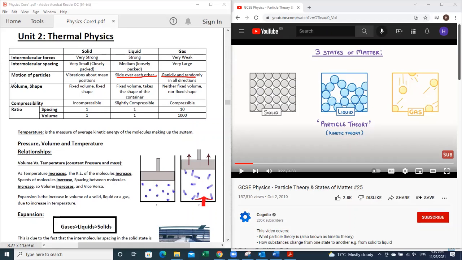Regarding the volume and the shapes, the solid takes a fixed volume and a fixed shape. As you can see, the liquid takes a fixed volume, but it can take the shape of the container. And then a gas has neither fixed shape nor fixed volume. Then the compressibility: for the solid, they are not compressible, you cannot compress them. The liquid is slightly compressible. The gas is compressible.